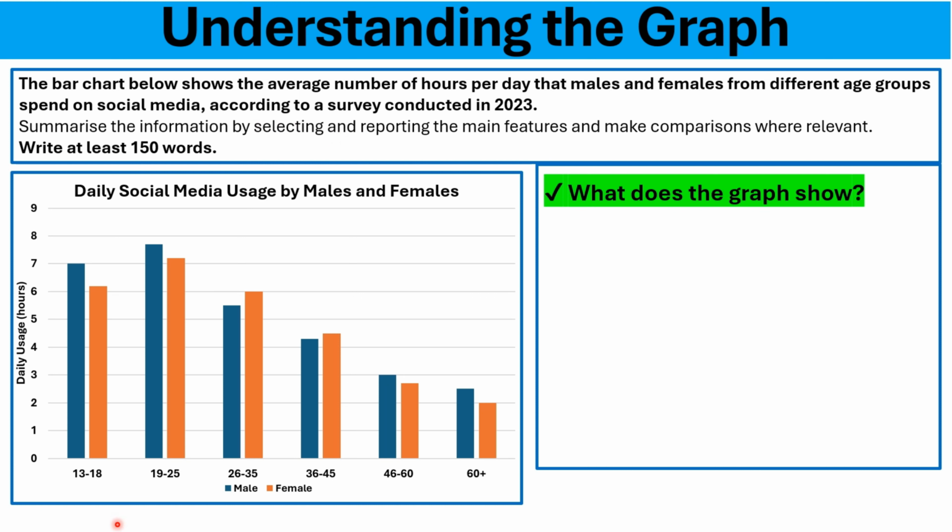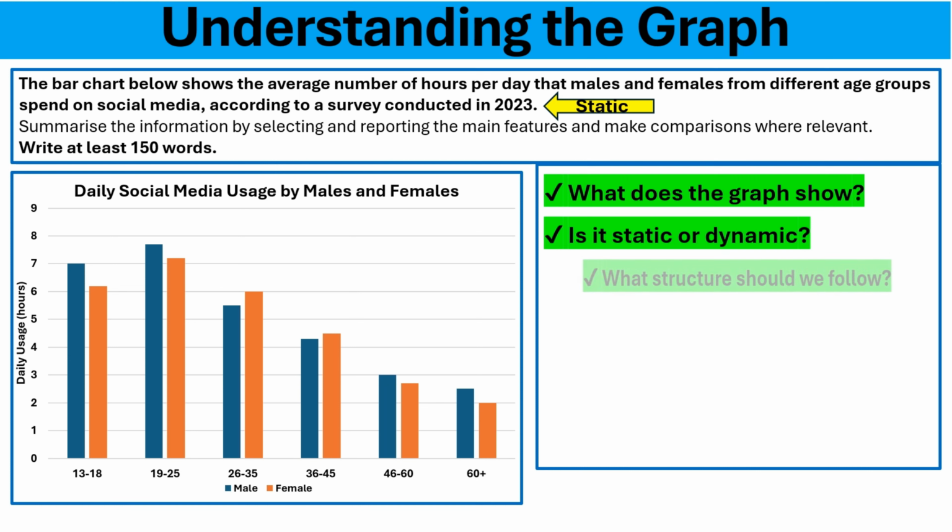Next, is this a static or dynamic bar graph? Well, since the data refers to just one point in time, the year 2023, it is a static bar graph. There is no change over time shown here. Instead, we focus on describing the main patterns and comparisons between age groups and genders.